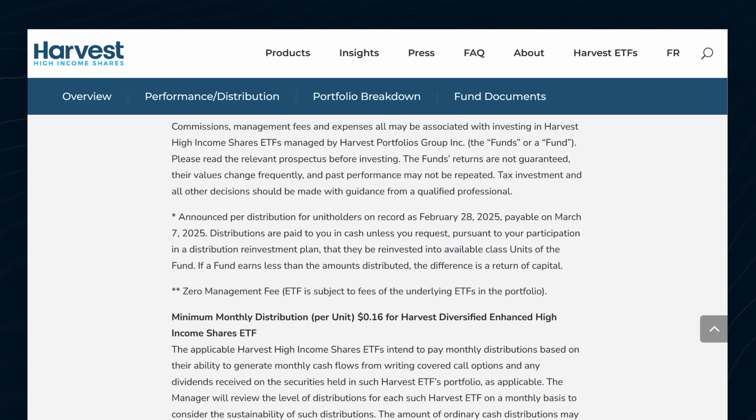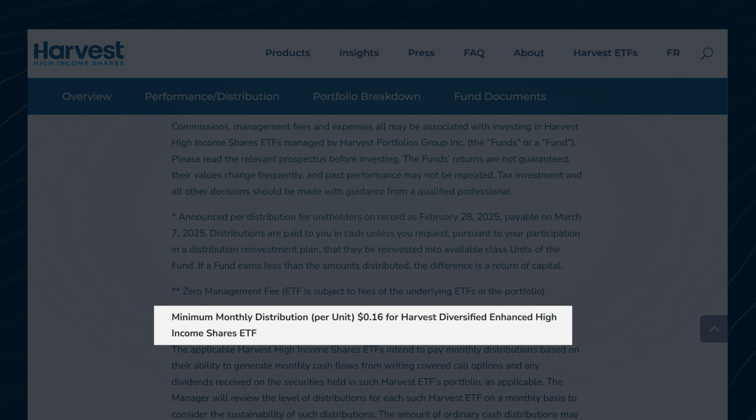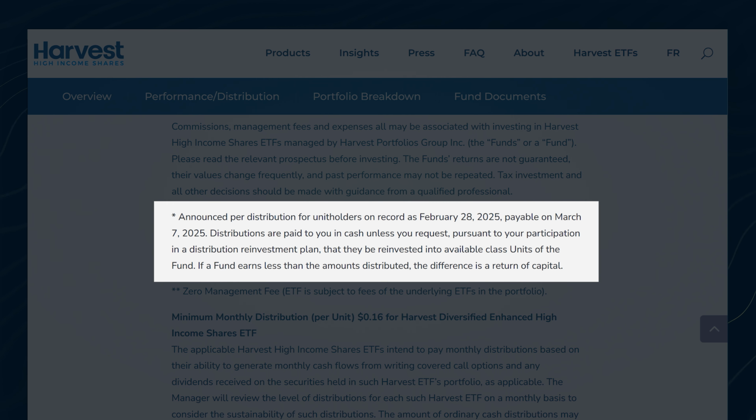First thing that stands out in bold is the minimum monthly distribution amounts, which are now listed here, and is consistent across the other monthly variable funds if you wanted to find out what they are. And here's where we'll also find the note for the asterisk above, where it says the following. Announced per distribution for unit holders on record as of February 28th, 2025, payable on March 7th, 2025. Distributions are paid to you in cash unless you request, pursuant to your participation in the distribution reinvestment plan, that they be reinvested into available class units of the fund. If a fund earns less than the amounts distributed, the difference is a return of capital.